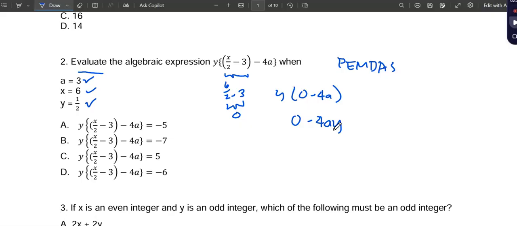What is your y? Your y is 1/2, right? So you have 1/2 times 4 times, what is a? That is just 3. Do not forget it's a negative. Negative, so 3. This gives you negative 6. And that is letter D. Now our choices.